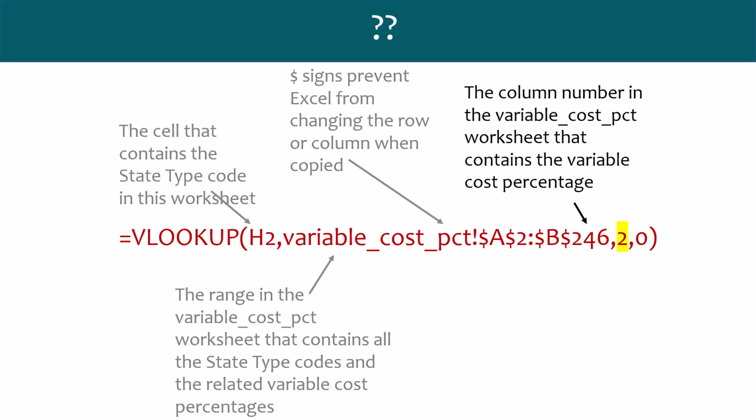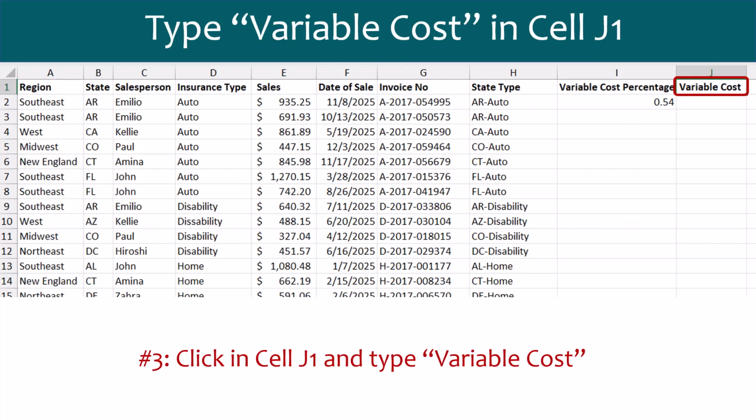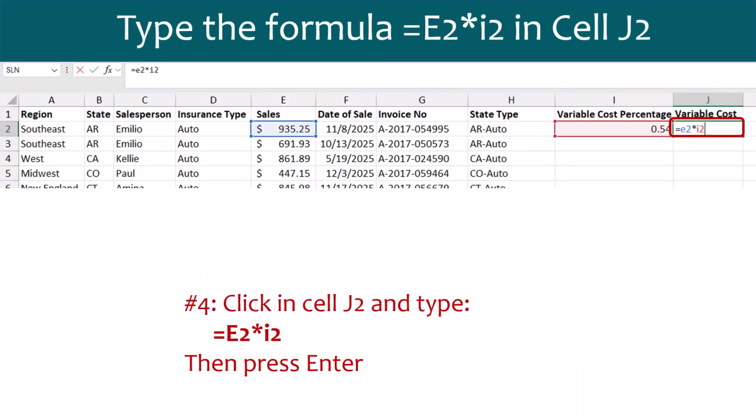The next part of the formula is the column number in the variable cost percent worksheet that contains the variable cost percentage. The last piece of the formula is a 0 at the end. This 0 will produce an error code if there is no match for the state type code. Next, we move on to calculate variable cost. Click in cell J1 and type variable cost. Click at cell J2 and type the formula equals E2 times I2.